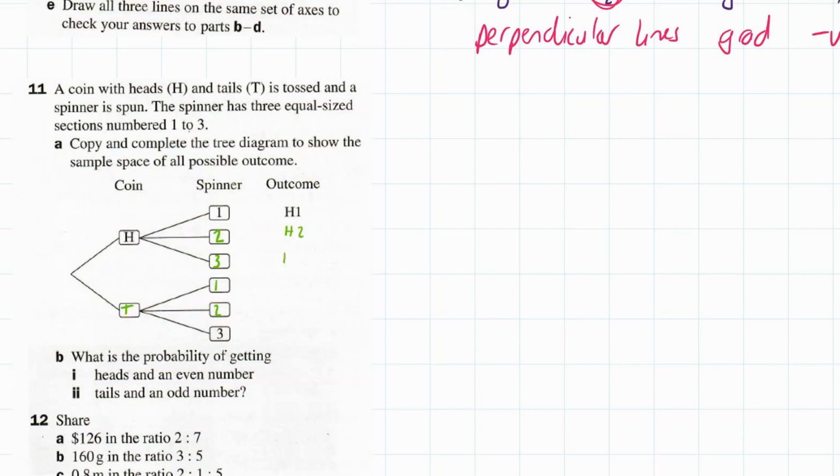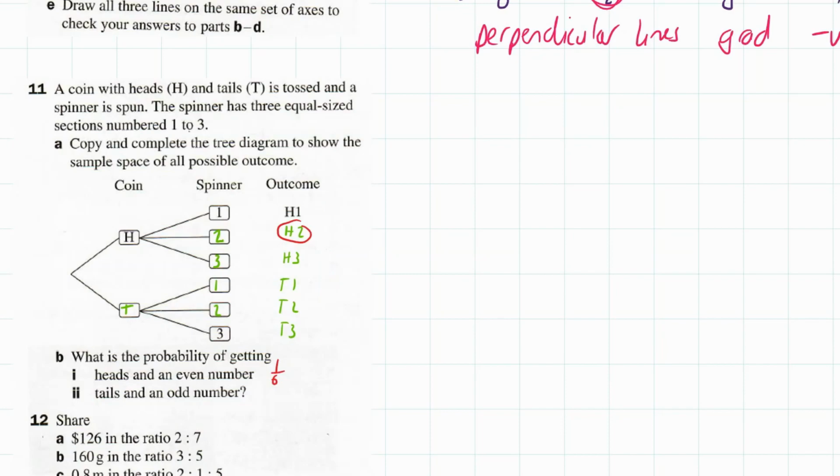Heads 2, heads 3, tails 1, tails 2, tails 3. See, I'm just following those branches. What's the probability of getting a heads and an even number? A heads and an even number, I've got to look at heads. Well, so here, and an even number, that one. Okay, so there's only one option that gives us that, isn't there? Okay, one option. This one here. Out of a total of 6 options. So we could say 1/6 for that one.